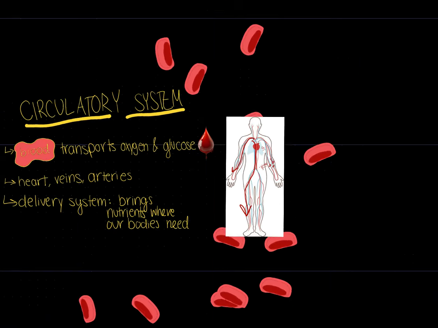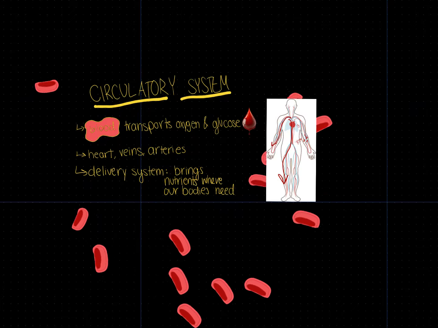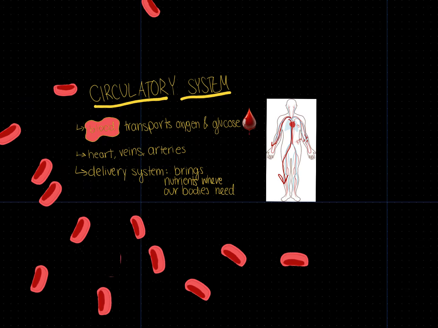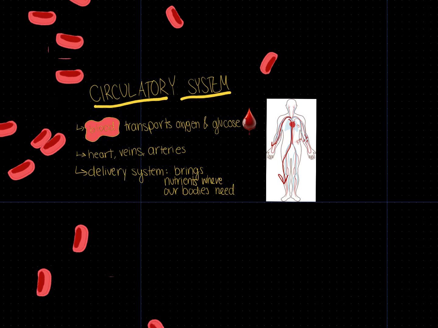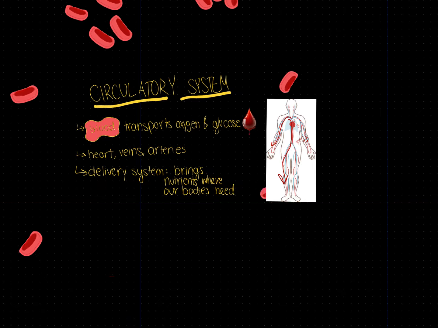So we have these little animated red blood cells circulating around. That's to show us that the word circulatory means that things are circulating.